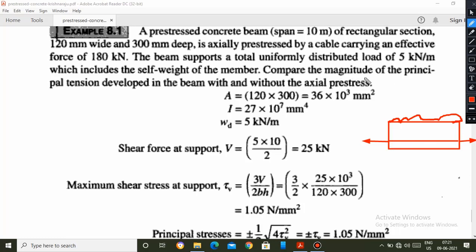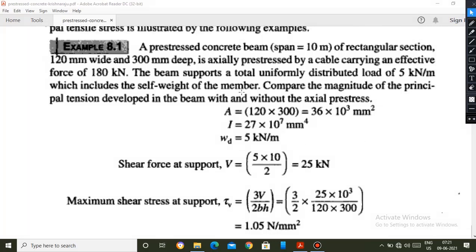Compute the magnitude of principal tension developed in the beam with and without the axial pre-stress. That means without the axial pre-stress, how much tangential stress is generated in this pre-stressed concrete member, that we have to discuss. Before going to this problem, first we should write all the given parameters.